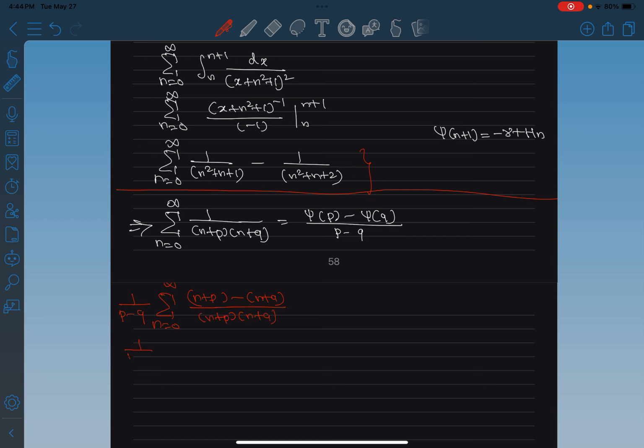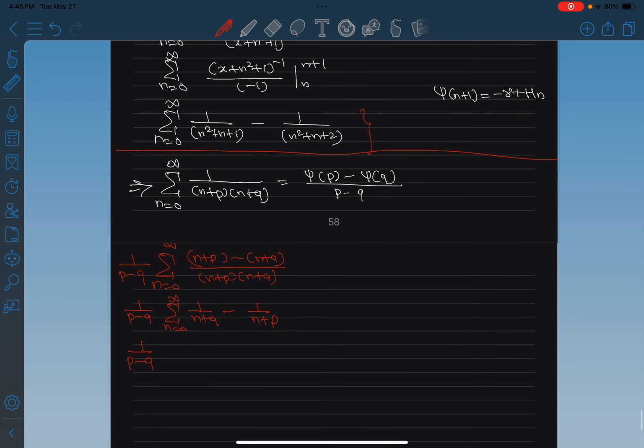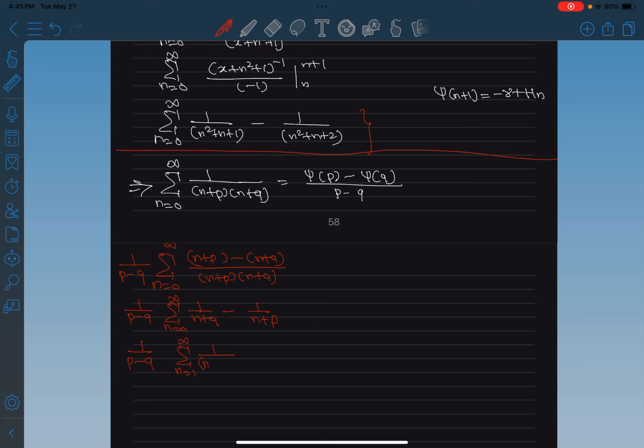Now this becomes 1 by p minus q, sum from n equals 0 to infinity of 1 by n plus q minus 1 by n plus p, right? And now I can again write this as sum from n equals, let's say, 1 to infinity of 1 by n plus q minus 1 by n plus p minus 1, right?